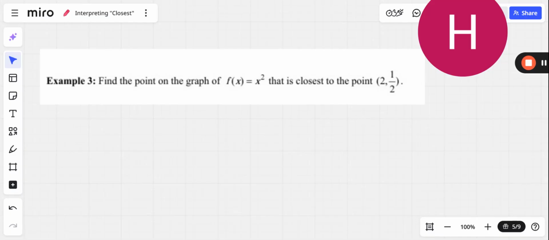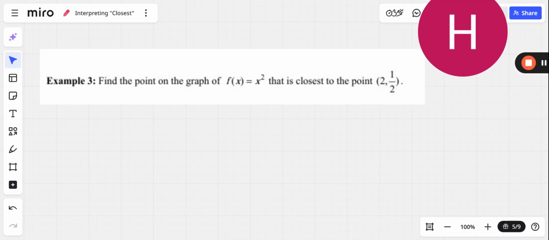Wow, in this one, we're going to be interpreting the meaning of closest with math. Of course, math is going to analyze everything, basically, and distance is no exception. We overanalyze what it means to be close, what distance is.